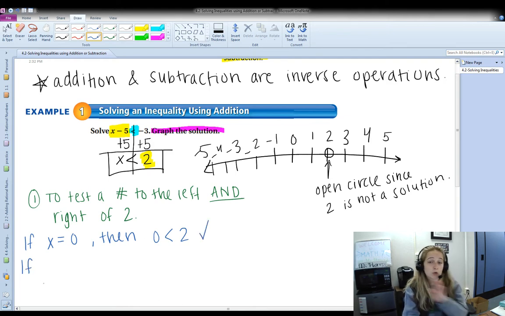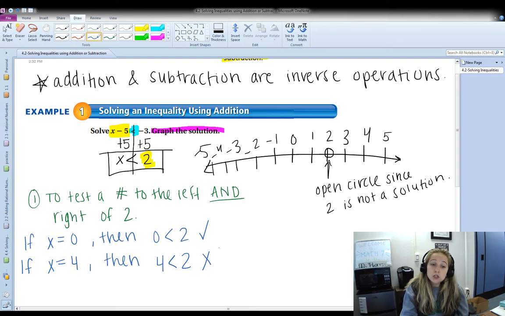Let's just check a number on the right just in case. So look for a number to the right of 2, and I'm going to pick 4. If x equals 4, then fill in that 4 into the original inequality up here. So 4 is less than 2. Is 4 less than 2? No. So do we need to shade to the left or to the right? This is the left, this is the right. Which one worked? The left side worked. So we need to shade to the left of 2. My shading is going to be to the left.